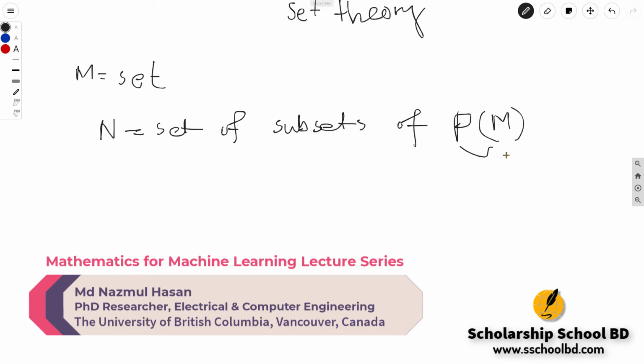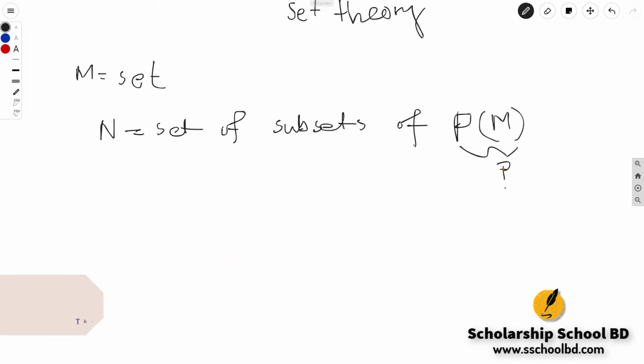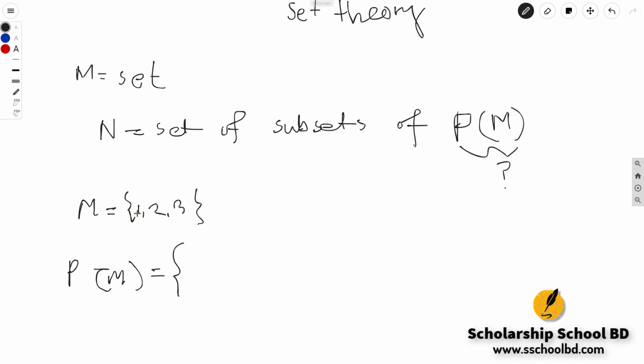So what is a power set? If you recall the basic definition of power set, say M is equal to {1, 2, 3}. So power set is basically the collection of all possible subsets of M. So this is M. So what would be all the possible combinations of this set M? Let's try to pick one by one. So let's try to pick 1 first, and then 2, and then 3.